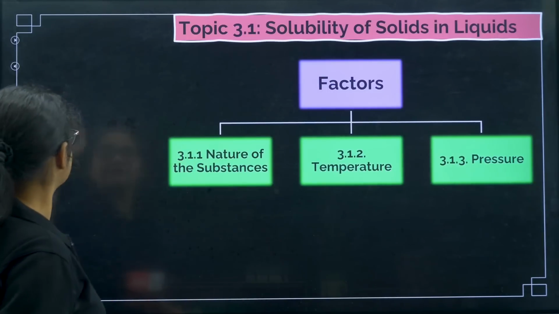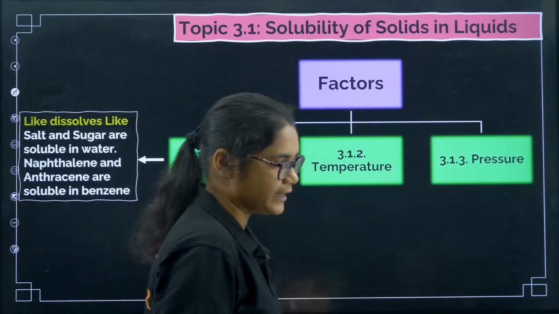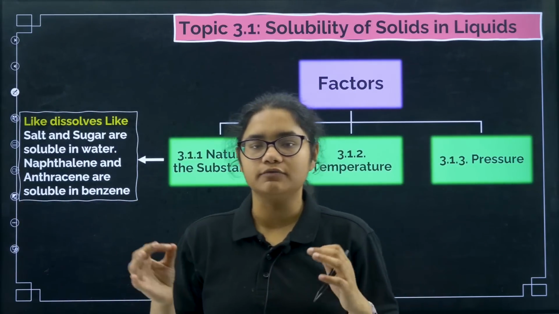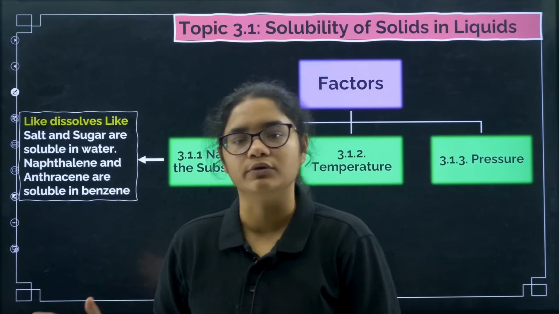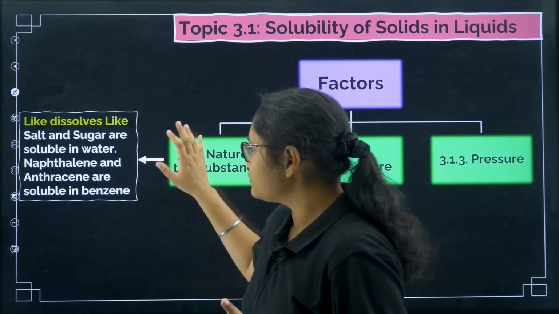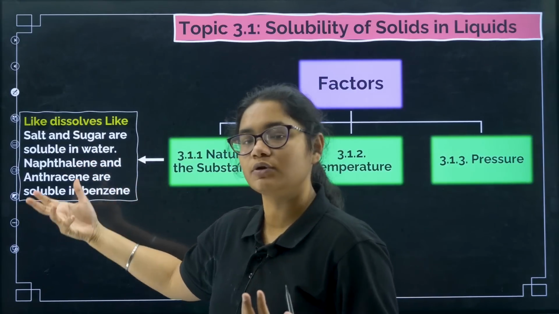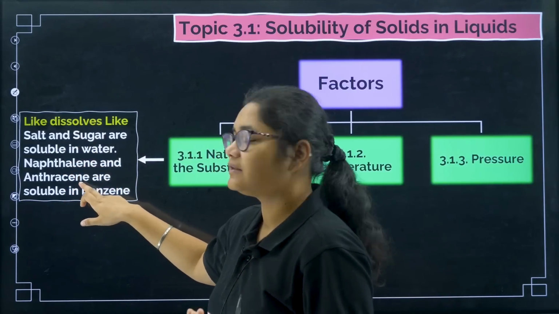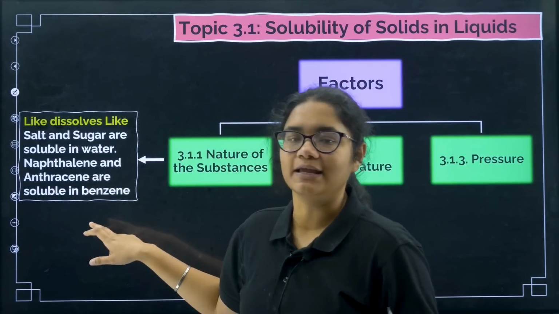Okay, so in nature what is there? It is something called like dissolves like. That means polar solute will be dissolved in polar solvent, non-polar solute will be dissolved in non-polar solvent. For example, you can see salt and sugar are soluble in water because they are polar compounds. Naphthalene and anthracene are non-polar and will be soluble in non-polar solvents like benzene.